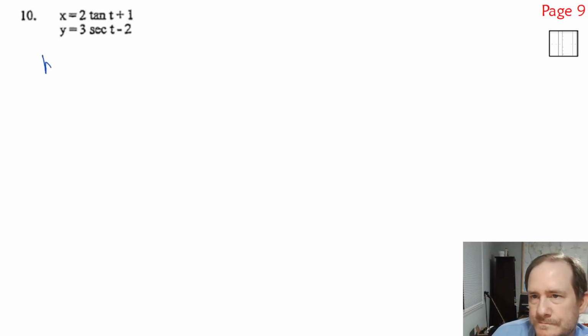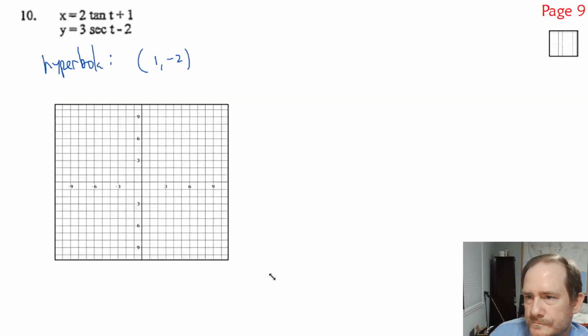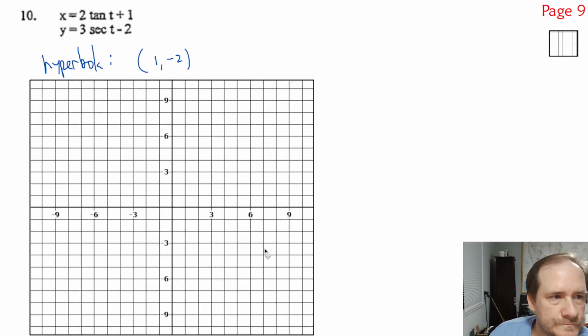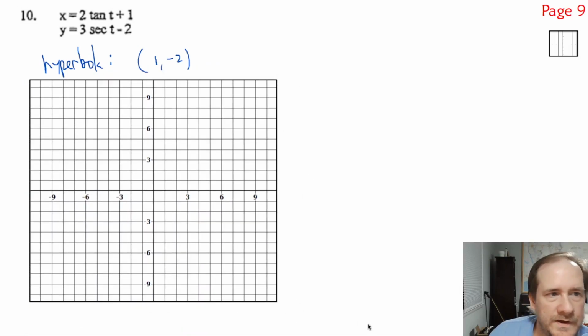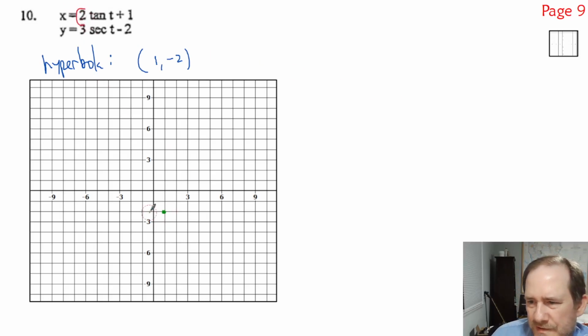It's a hyperbola. And its center is these numbers, 1, negative 2. And furthermore, these coefficients again tell me to go left, right, up, down. Is it always 2 and 3? Have they just been hammering us with that? So left and right by 2, then up and down by 3. 1, 2, 3.